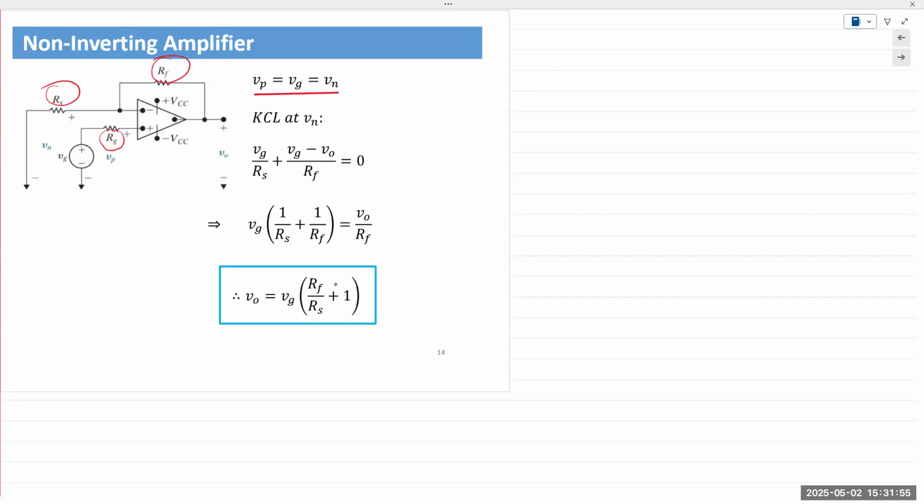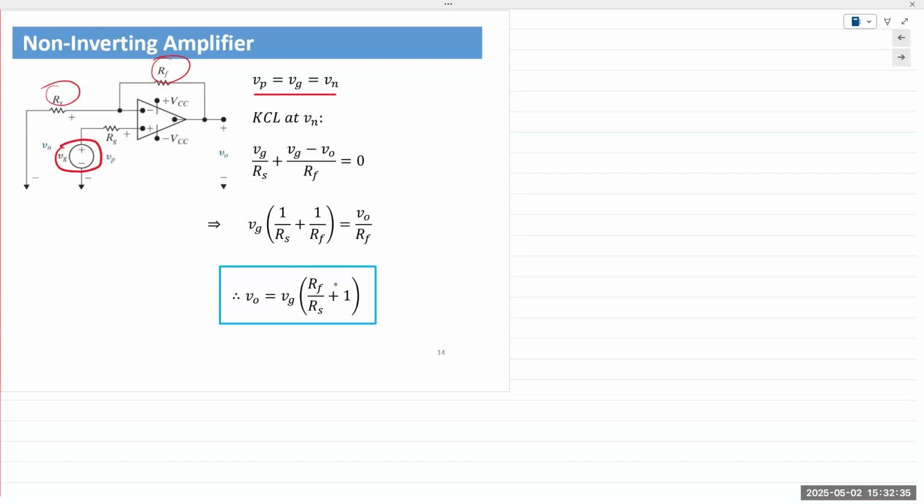VP, VN, and VG will all be the same because of the virtual connection concept. So if you're applying a generator voltage here, it is going into the non-inverting terminal. The current entering the op amp is equal to 0. So there is no current going in, right? If there is no current going in, then the voltage drop across that resistor RG is 0.